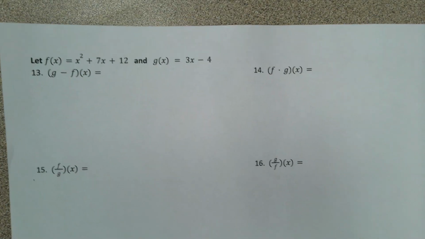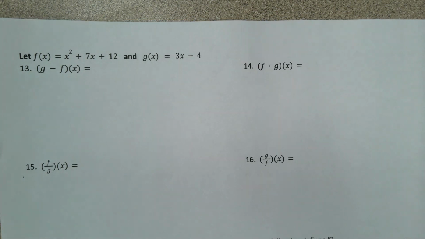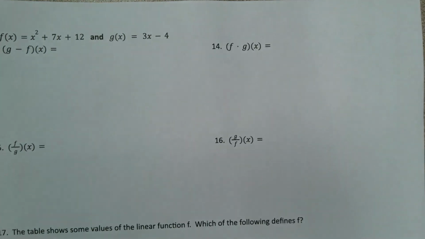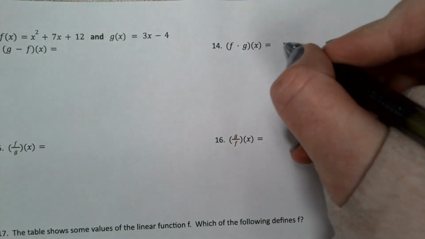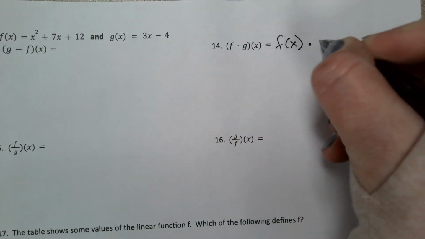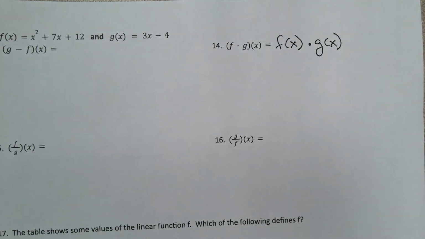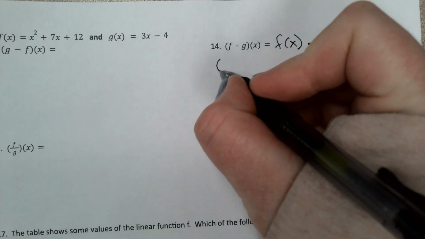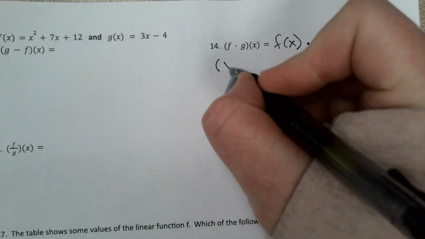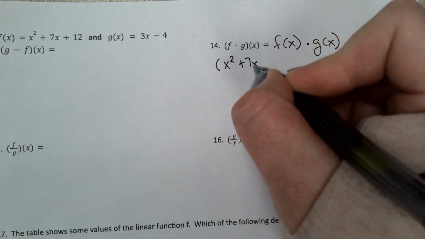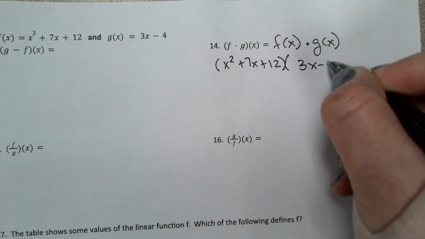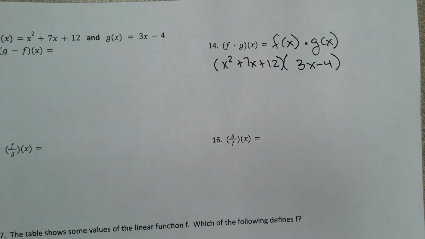13, 14, 15, 16 is more of the same. I'm guessing you might need help on 14 when we have multiplication. So I'm going to rewrite this as f of x times g of x. All right, so I'm going to multiply these two functions together. So f of x is x squared plus 7x plus 12. G of x is still 3x minus 4.